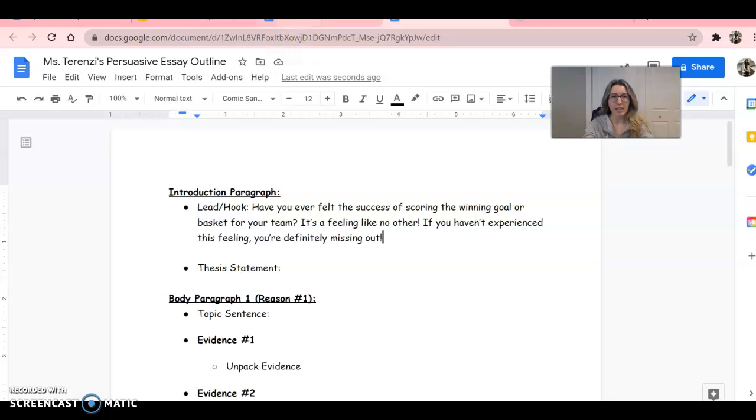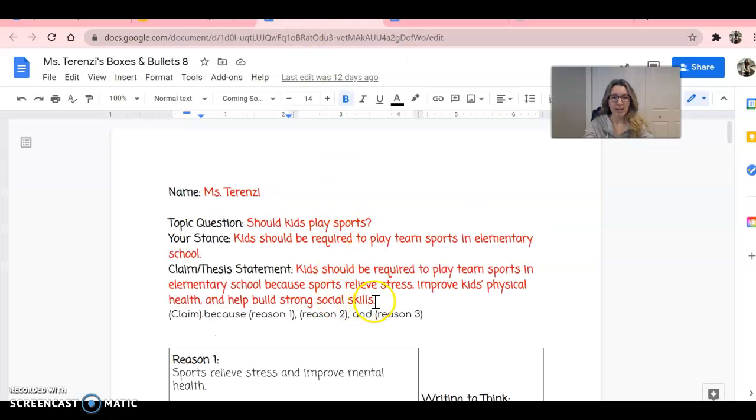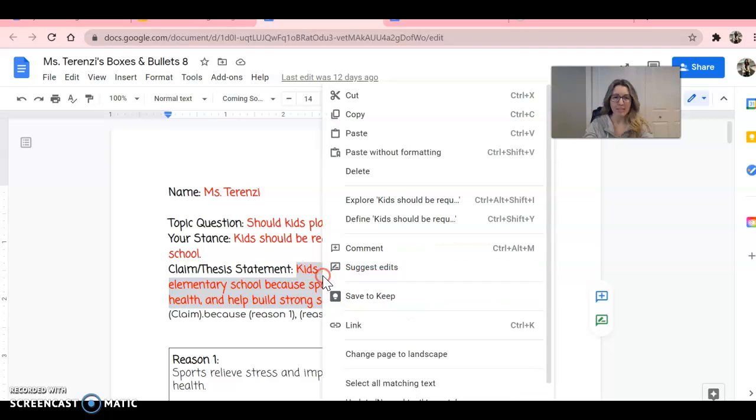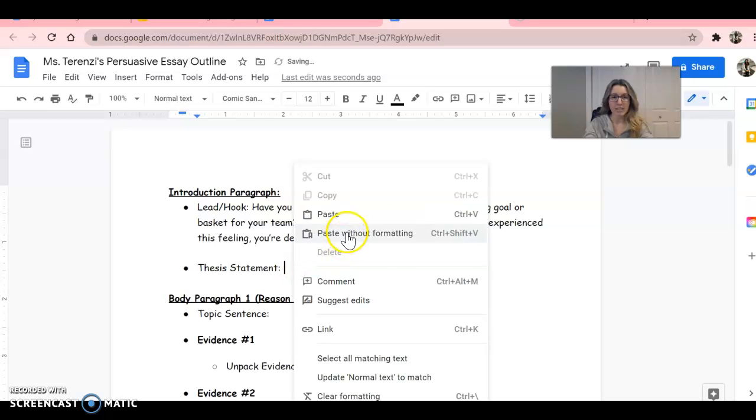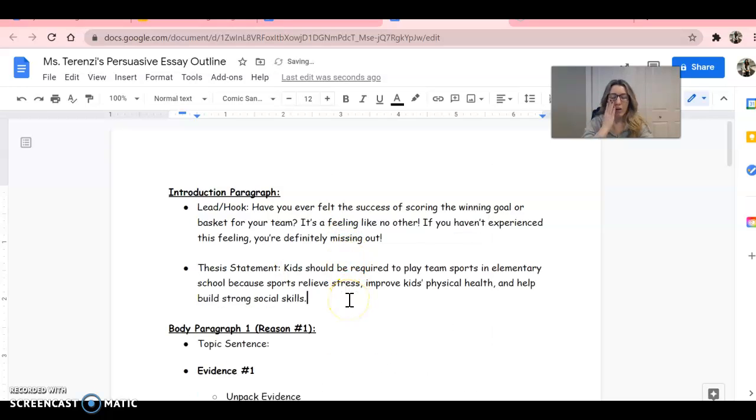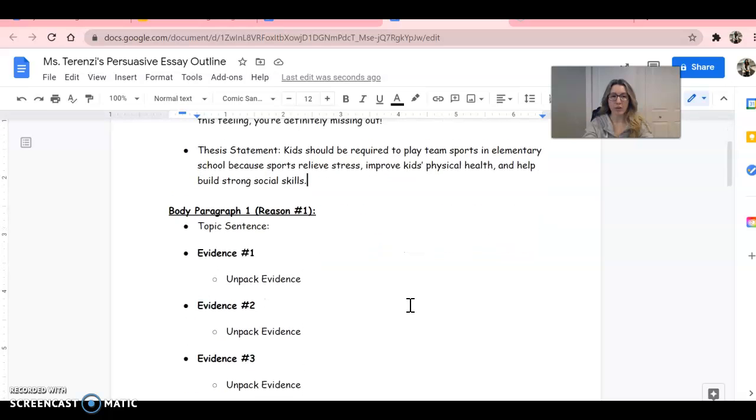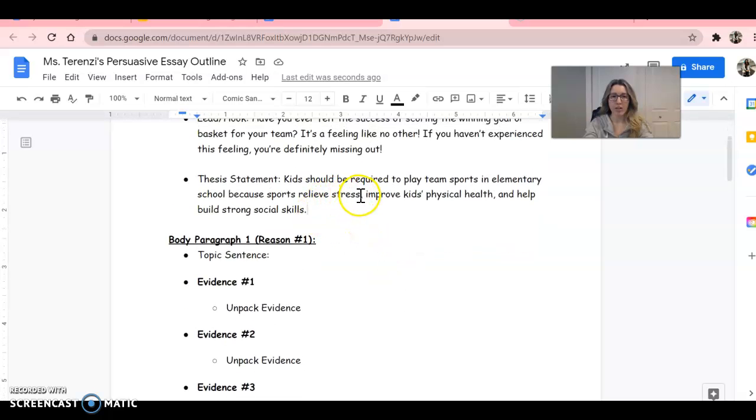Now I'm going to include my thesis statement. So I'm going to go back to my boxes and bullets, and I'm actually just going to copy and paste it. At this point, you should have your thesis statement already written in your boxes and bullets. So I'm going to paste that without formatting. One thing I want to point out is that your thesis statement should be organized to match the order of your body paragraphs. For example, your first reason should go with body paragraph 1, your second reason should go with body paragraph 2, and your third reason should go with body paragraph 3 in that order, okay?